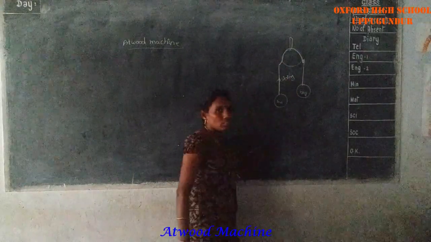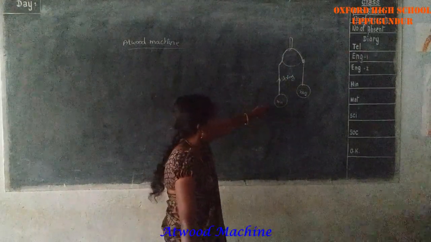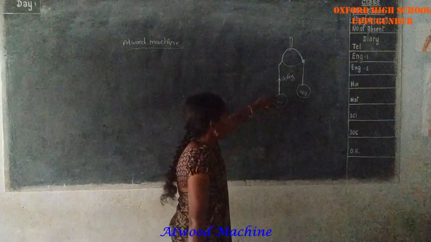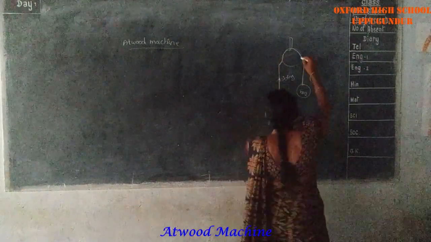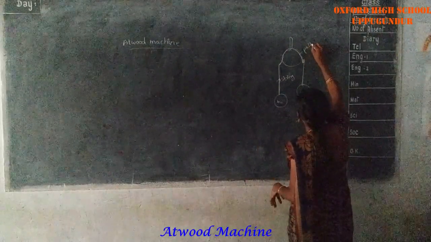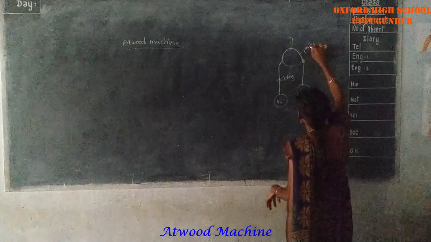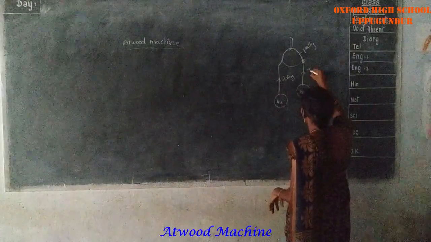The Atwood machine consists of two loads of masses M1 and M2 that are attached to the two ends of a string. That string passes over a pulley. This is nothing but a pulley. Here the tension produced in the string is T.